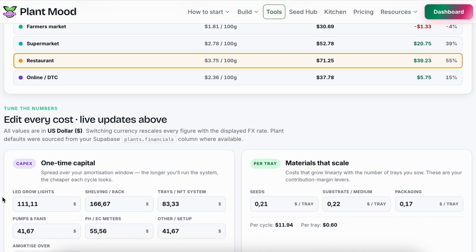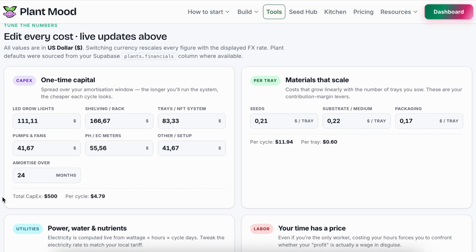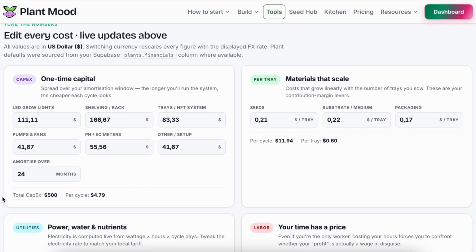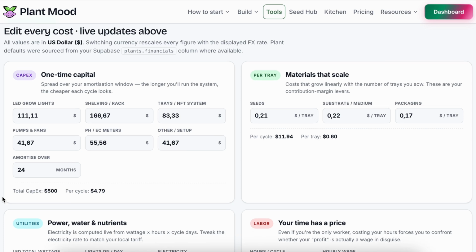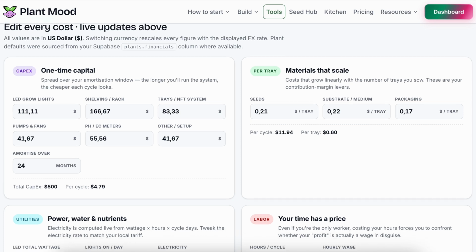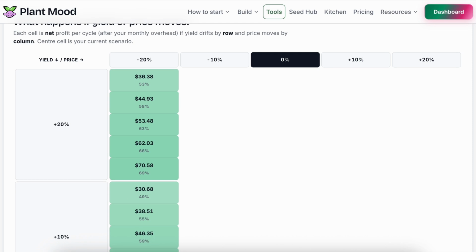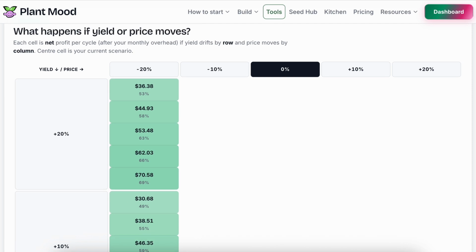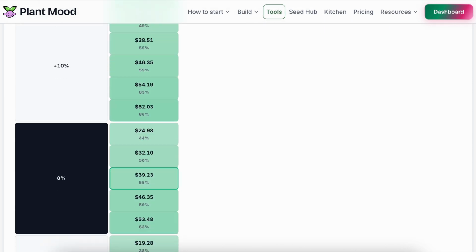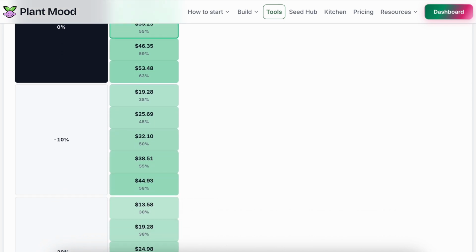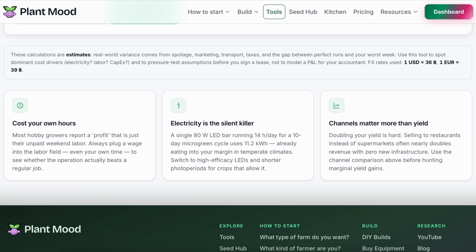Scroll to tune the numbers: edit capex, per tray costs, utilities, and labor. Every chart updates live. The sensitivity grid is a 5 by 5 matrix of yield versus price scenarios. Find your worst case and best case before you sign a lease. Hit download PDF report to export your scenario for a partner, investor, or your own records.